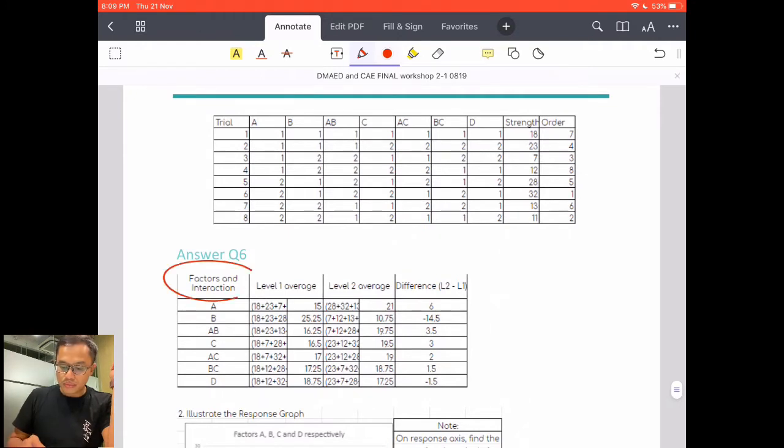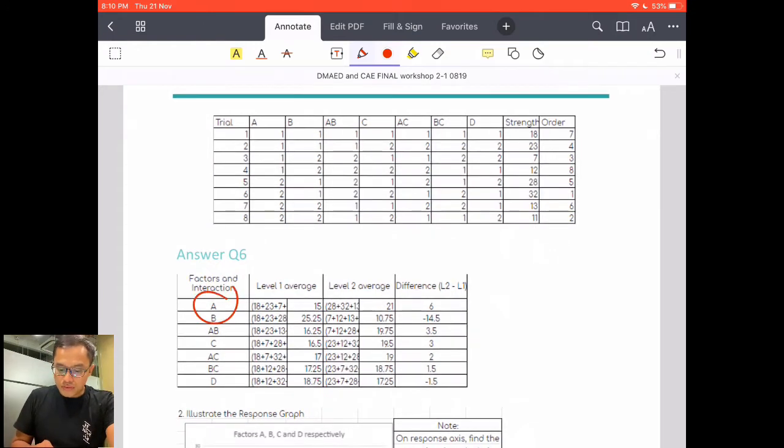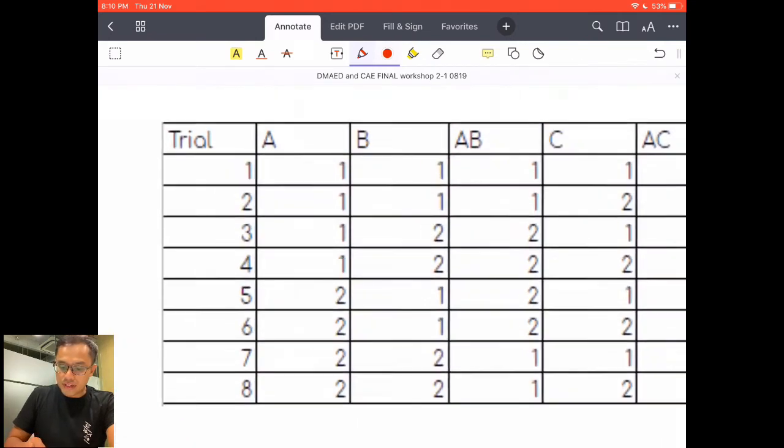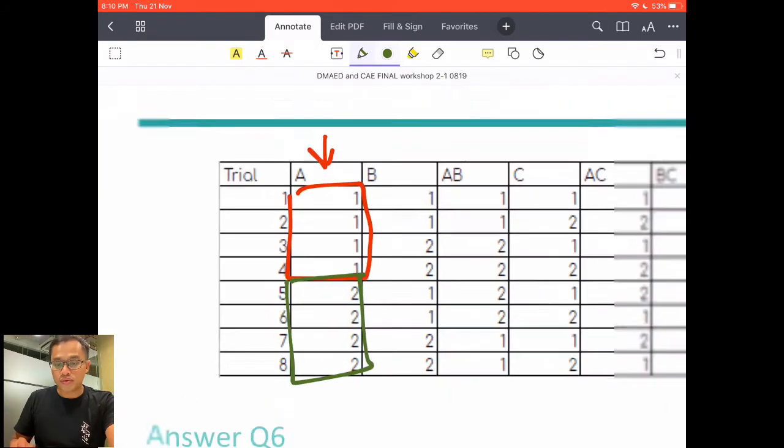So first, you must calculate the factors and interaction. We want to find which one is the main factor, which one is the main interaction. To calculate this, you must find the level 1 and level 2 average. I will not go through all of them because I've discussed this in the notes that I've uploaded on YouTube. But let's say you want factor A at level 1 average. So we go to factor A column, and you can see that these 4 are for number ones, and these 4 are for number 2.